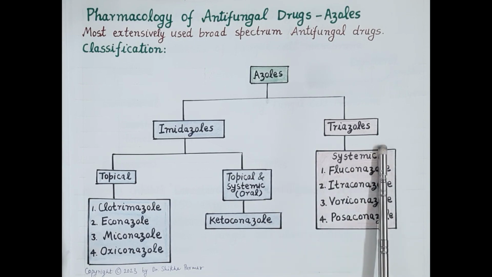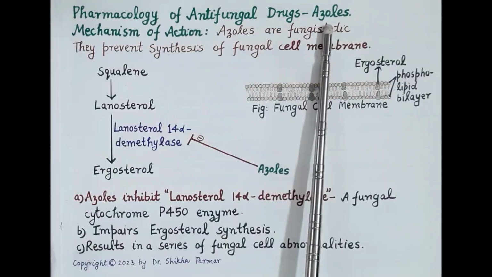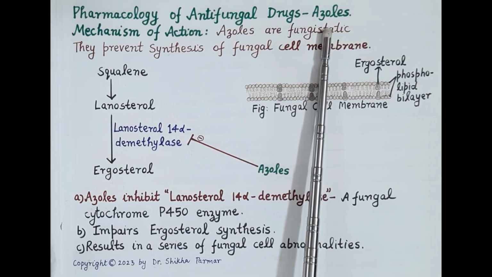Now triazoles are used only systemically, either they are used orally or IV. These are fluconazole, itraconazole, voriconazole and posaconazole. Now after classification, let's understand mechanism of action of azoles.